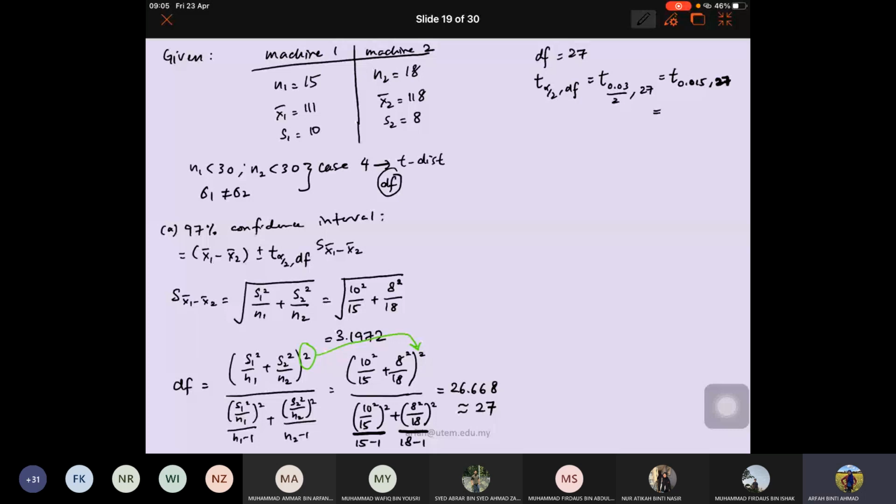Look at the table of T distribution. Hmm, where is the 0.03? It says 97%. Okay. Oh, okay.